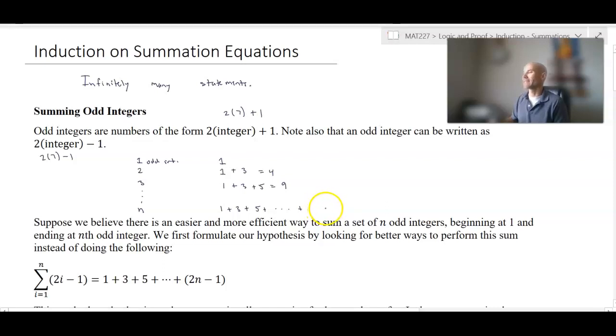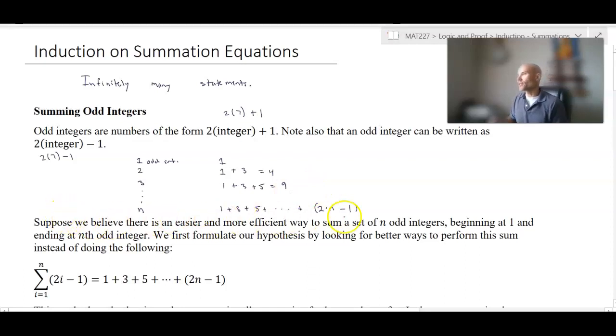Well, how does that look? We don't know what n is, but in order to find out, we would have to take 2 times n minus 1, right? Because the second odd integer is 2 times 2 minus 1, which is 3. The third odd integer is 2 times 3, which is 6, minus 1, which is 5. So this is a general way of representing that nth odd integer.